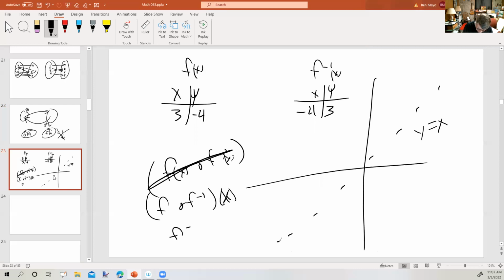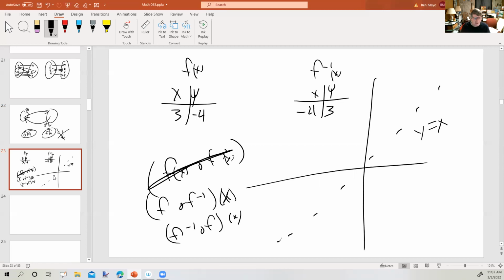And then you compose f inverse of x with f of x. If you compose it in both directions, you should get the same answer, as we will see. I talked yesterday about how composition was not commutative in general. However, in the case of a one-to-one function and its inverse, they are commutative. And let's see what else.